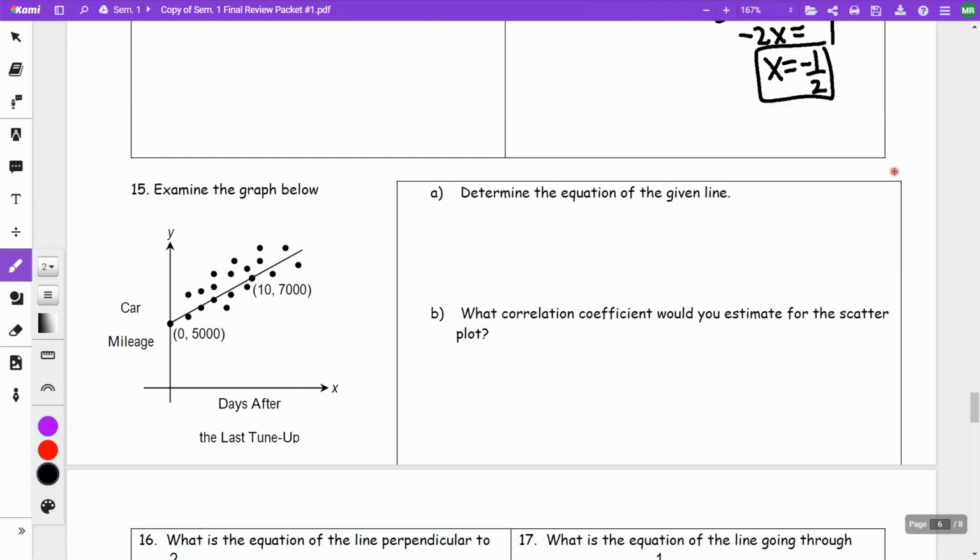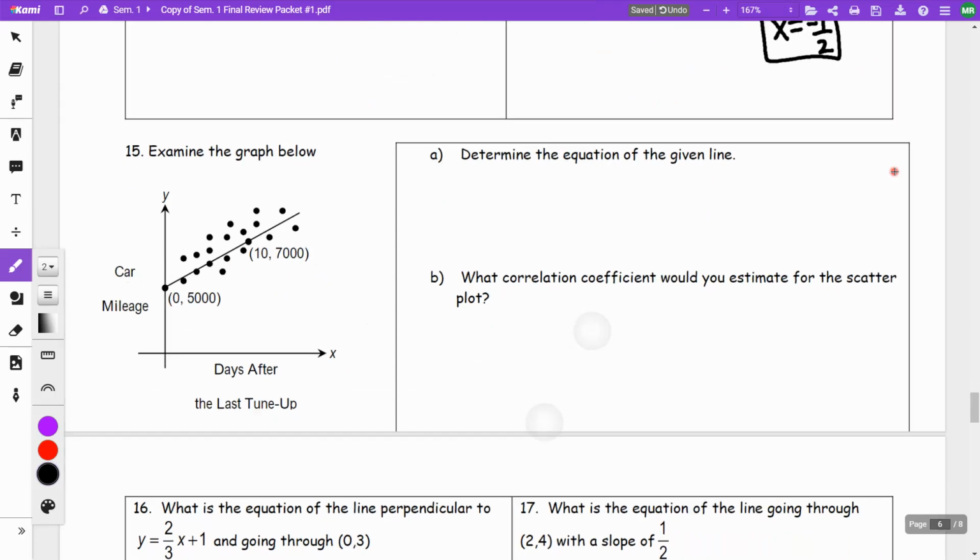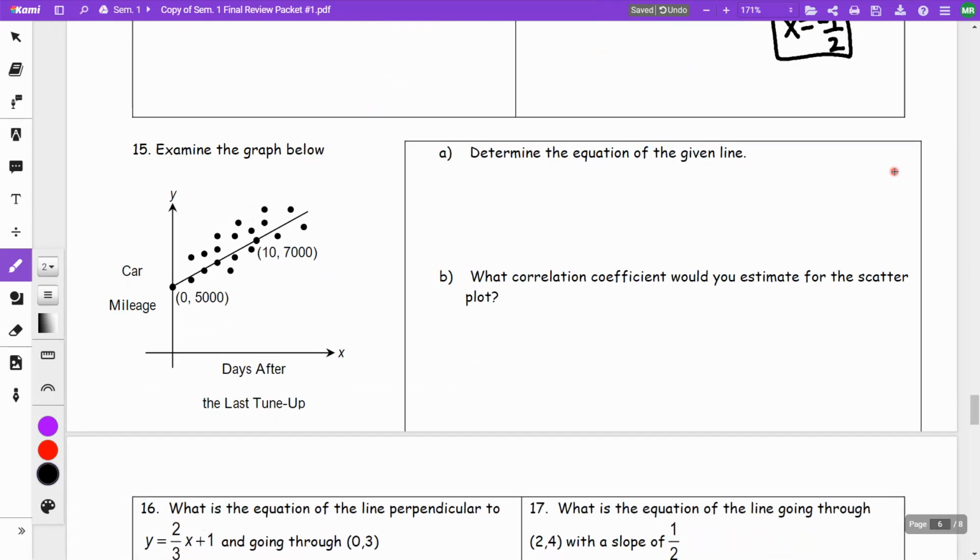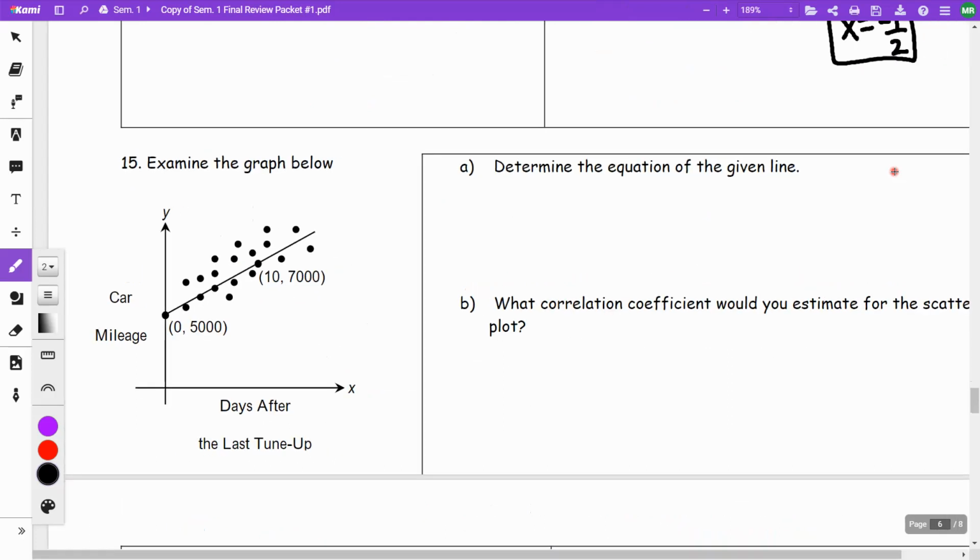Okay, on this one it says examine the graph, determine the equation of the given line. What correlation coefficient would you estimate for the scatter plot? So for this, I would use these 2 points that they gave us here, this point and this point.